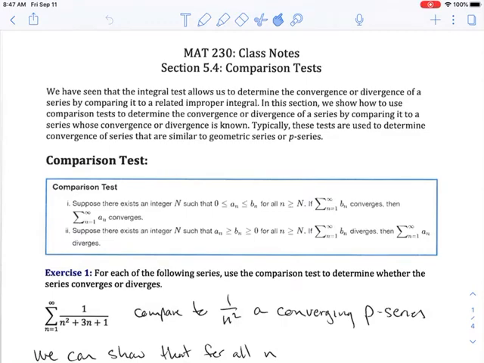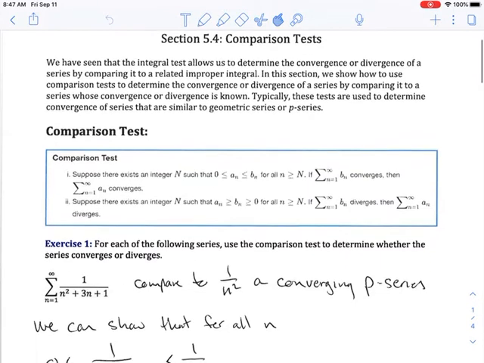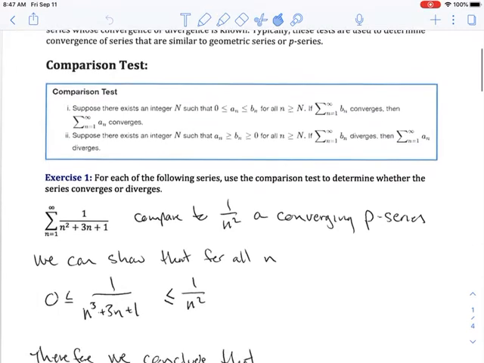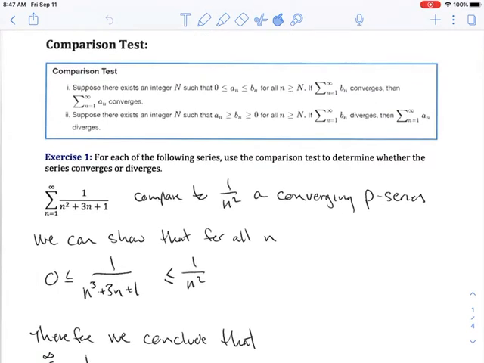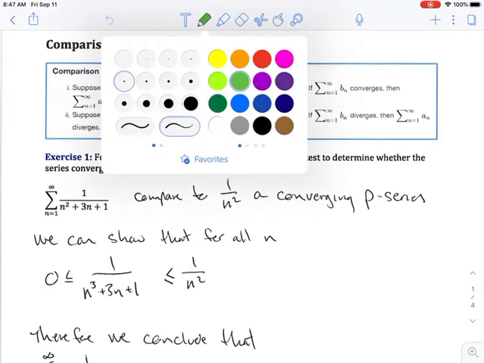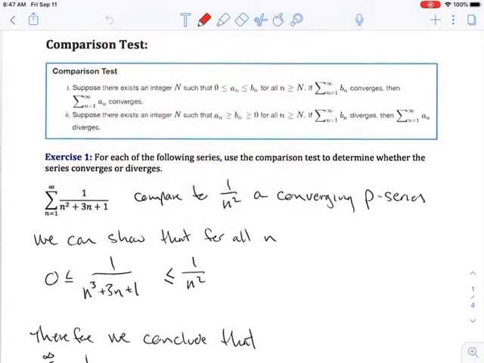In this video, we take a look at comparison tests in section 5.4. The idea behind the comparison tests is to determine the convergence or divergence of a series. What we want to do is take a comparison series. In all of these examples, we're going to be using B sub n.